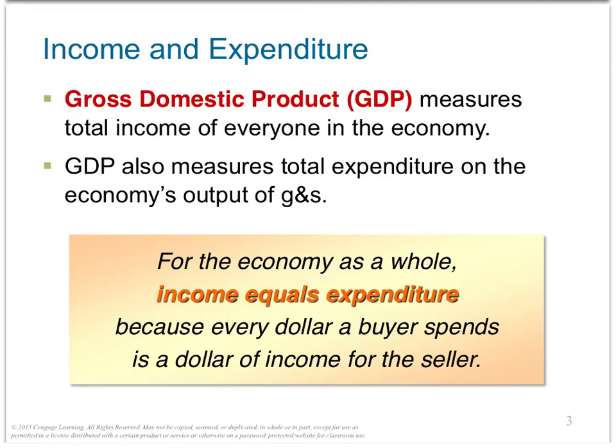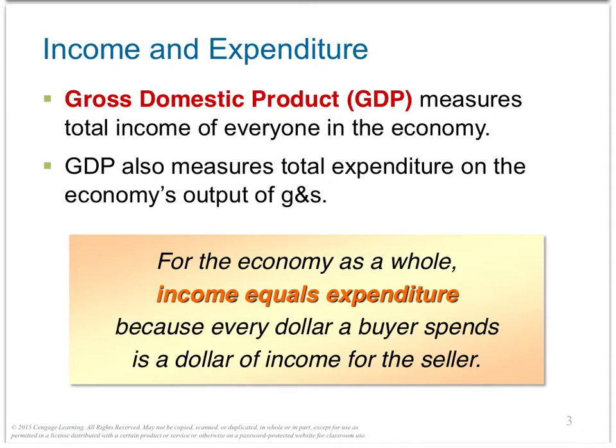GDP can perform this trick of measuring both total income and total expenditure because these two things are actually the same. For an economy as a whole, income must equal expenditure. Why is this true? An economy's income is the same as its expenditure because every transaction has two parties, buyers and sellers. Every dollar of spending by some buyer is a dollar of income for some seller.